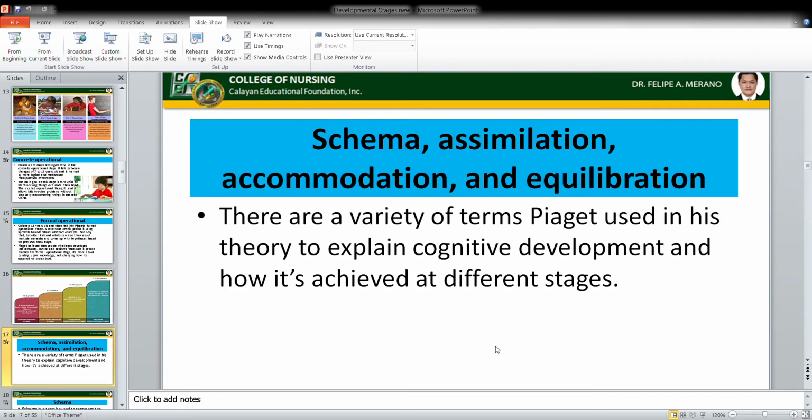Next, according to Piaget, there are schema, assimilation, accommodation, and equilibration. There are a variety of terms Piaget used in his theory to explain cognitive development and how it is achieved at different stages. As nurses, we need to better understand the developmental stages of learning so that we'll be able to provide appropriate knowledge to our patients when we are conducting health teaching and rendering nursing management for the different needs of the patient.